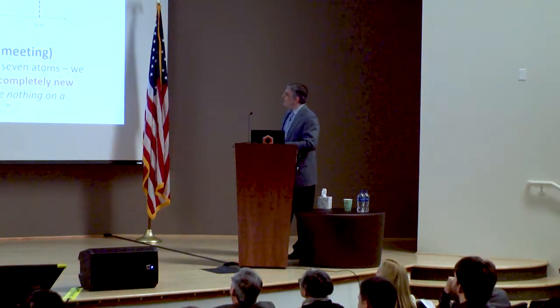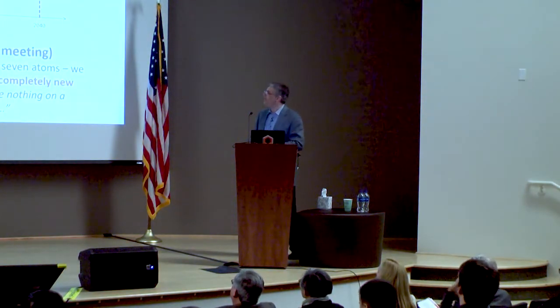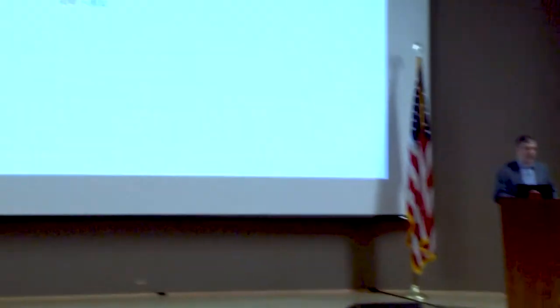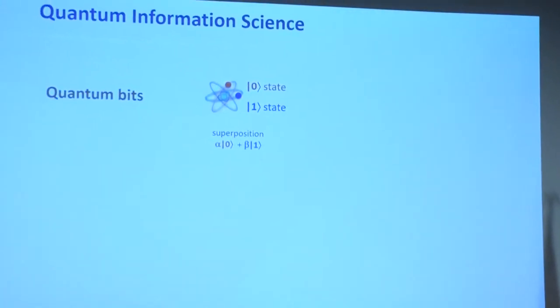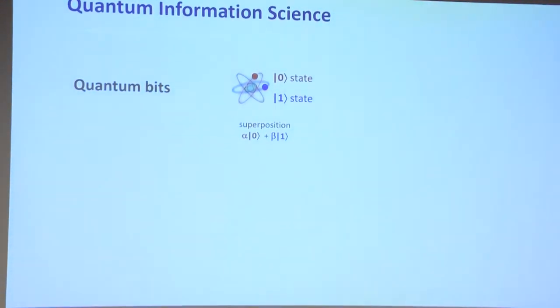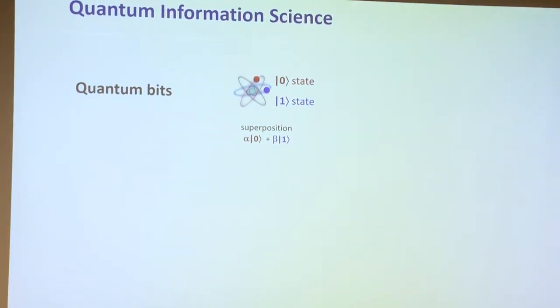Okay, so some definitions, if you haven't heard these terms before. The bits of classical computing in the quantum realm are replaced by quantum bits, or qubits for short. And of course, these can be in a superposition of 0 and 1, a quantum superposition of 0 and 1. And so this is a poor drawing of a single atom that has one electron on it, and that electron is in a superposition of orbits.